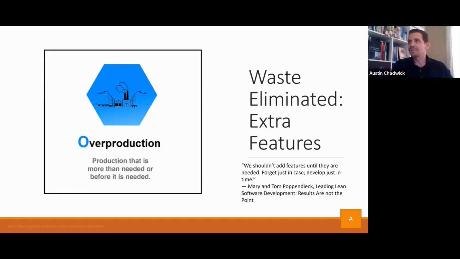So another one of the lean wastes is overproduction, right? Production that is more than is needed or before it is needed. And so one side effect that the original mob saw, and that I've seen myself after switching over to mob programming, is that you notice a lot of waste as far as extra features gets eliminated. And it happens a couple different ways.